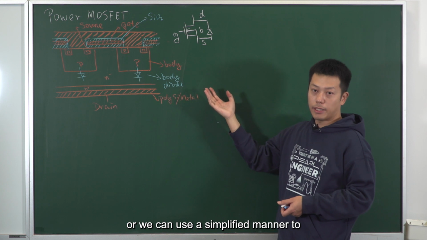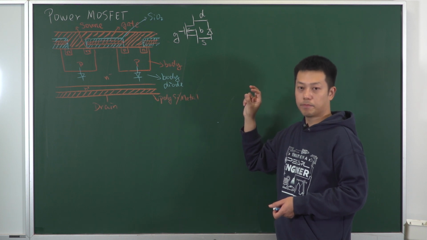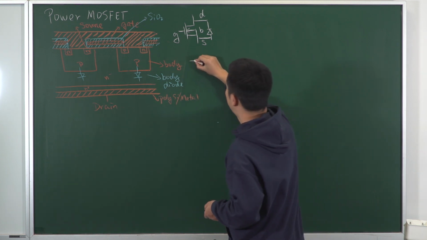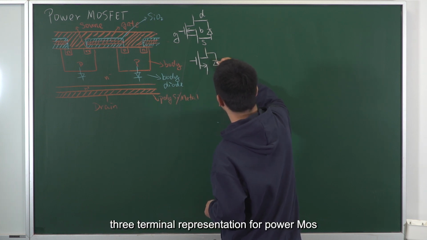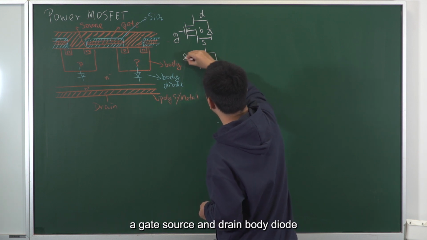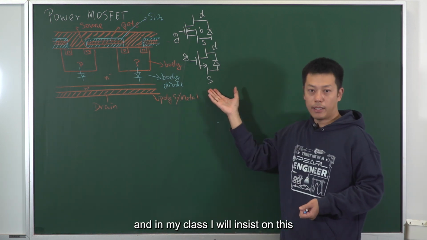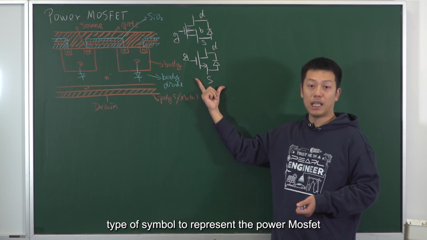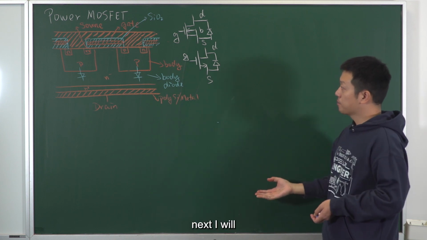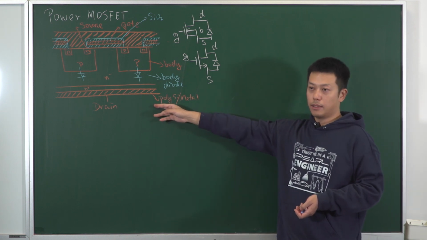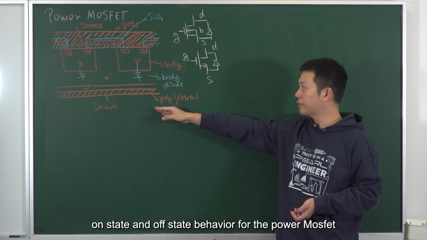Or we can use a simplified manner to use only three terminals because the body and the source are shorted by default. So this is the three-terminal representation for power MOSFET: the gate, source, and the drain, with the body diode. And in my class, I will insist on this type of symbol to represent the power MOSFET. Okay. Next, I will replicate this structure of power MOSFET to show you the principle for the on-state and off-state behavior for the power MOSFET.